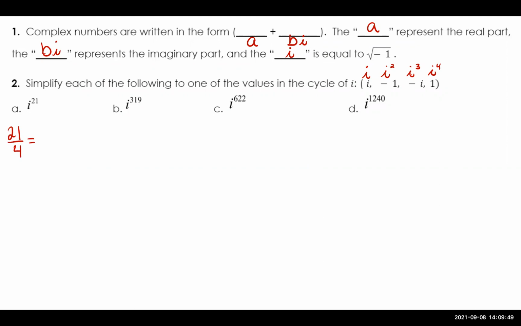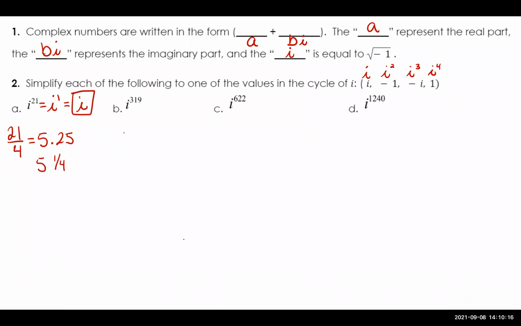So 21 divided by 4 is 5.25, which would be the same as 5 1/4. So we go through our pattern 5 times and then we make it 1/4 of the way through. So I to the 21st power would be equal to I to the power of 1, which is just I.